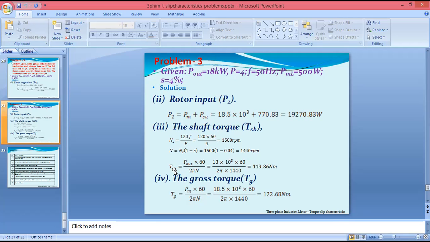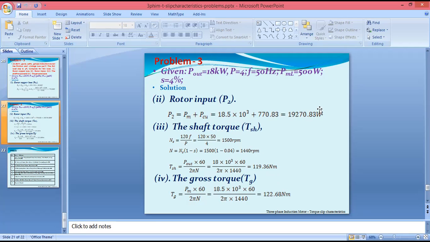Now, we are having all the values. P out they have given 18 kilowatt, into 60 upon 2 pi, and we have just solved N. If you solve this, you will get the value for the torque, that is 119.36. We are having the unit Newton meter. You can write Nm. Capital N is nothing but Newton. So here we are supposed to find gross torque. Sometimes there will be an MCQ on the unit. You will need this unit.